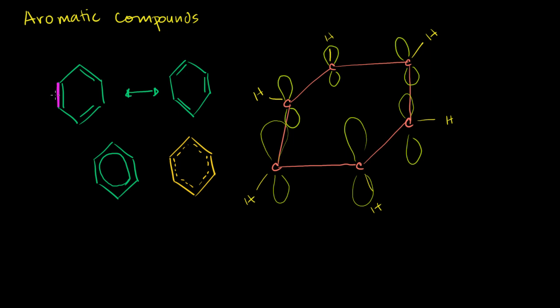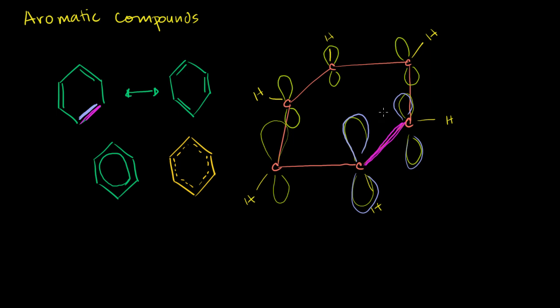Let's say that that sigma bond right over there is this sigma bond. Actually, let me do another one just so it's easier to see. Let's say this sigma bond right over here is the sigma bond between these two carbons. This double bond, the one in purple right over there, is due to these overlapping pi orbitals. That carbon's pi orbitals and that carbon's pi orbitals overlapping.